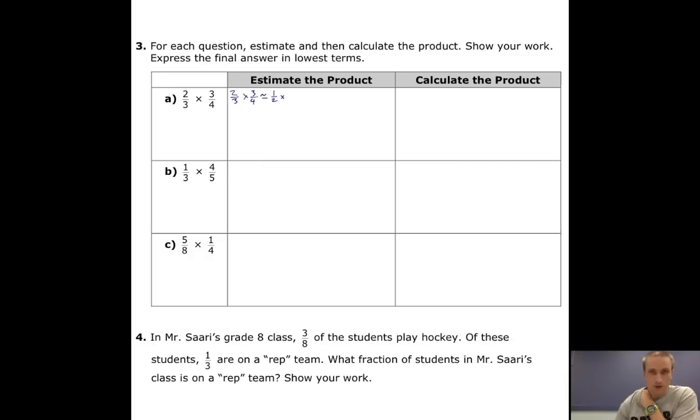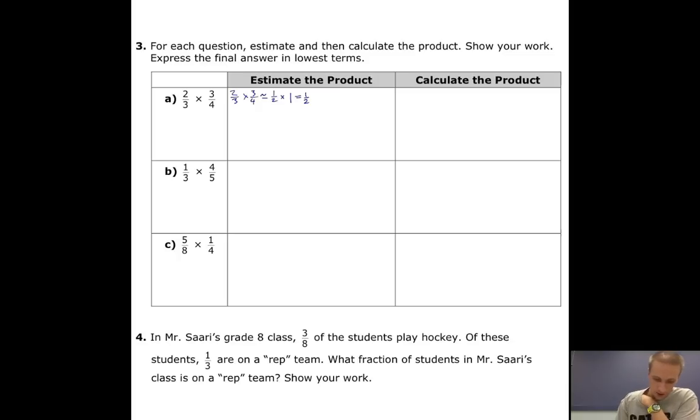So for 3/4 it would maybe make sense to do some rounding up. So we're going to take 3/4 and write it as approximately equal to 1. So now if we multiply those two things, we get a product of 1/2. So that is how you do the estimate.